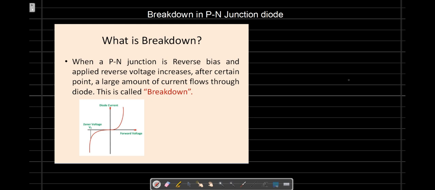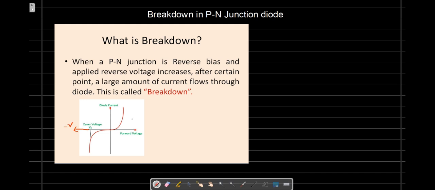Basically, the breakdown is a reverse bias phenomenon. Breakdown happens in reverse bias, okay, not in forward bias. So when a PN junction is in reverse bias, the current is very small, and you are increasing the reverse voltage, that means in this direction you are increasing the reverse voltage.